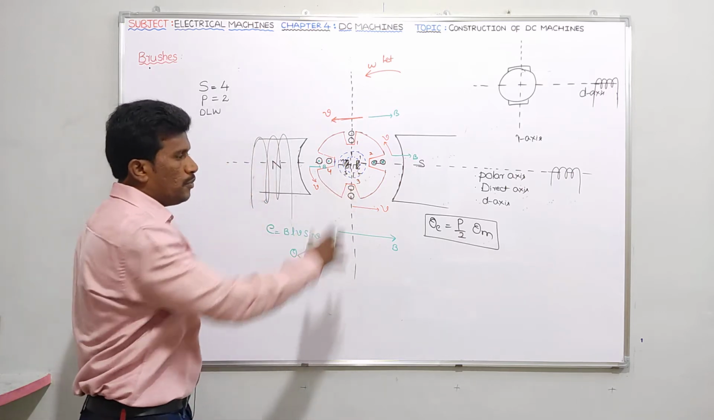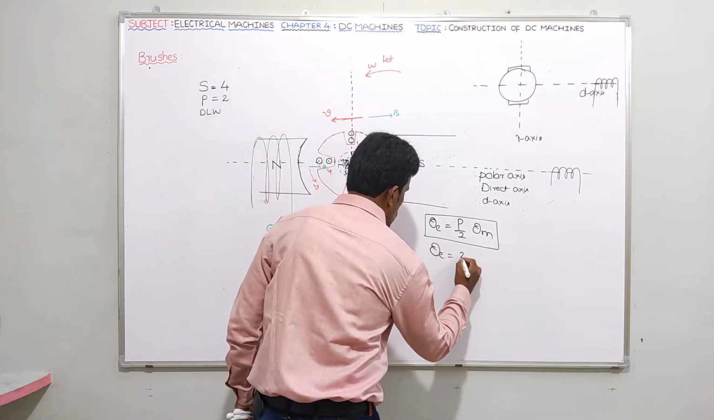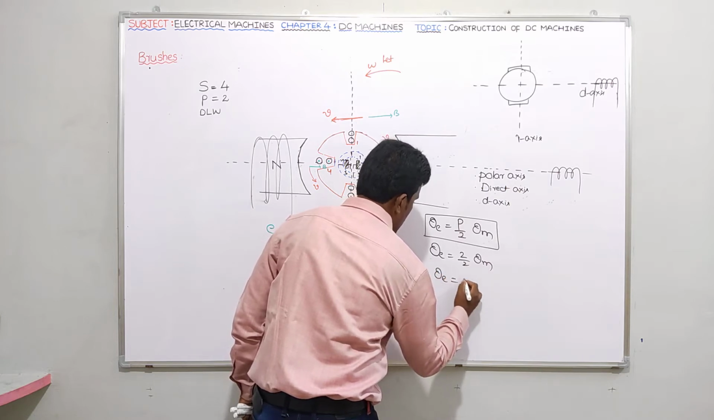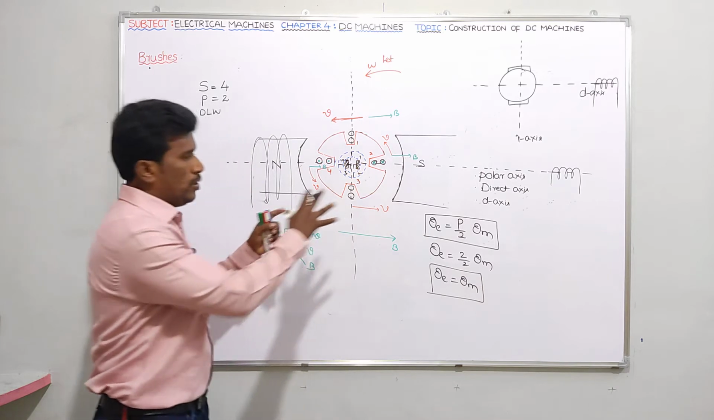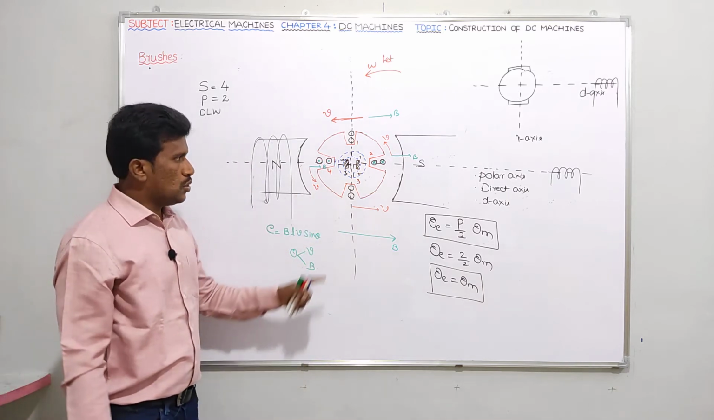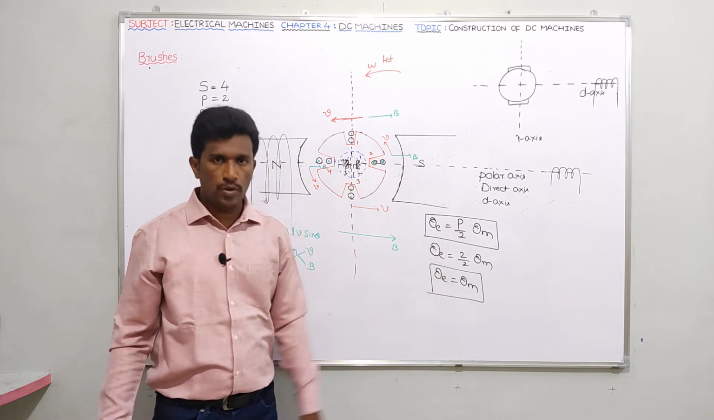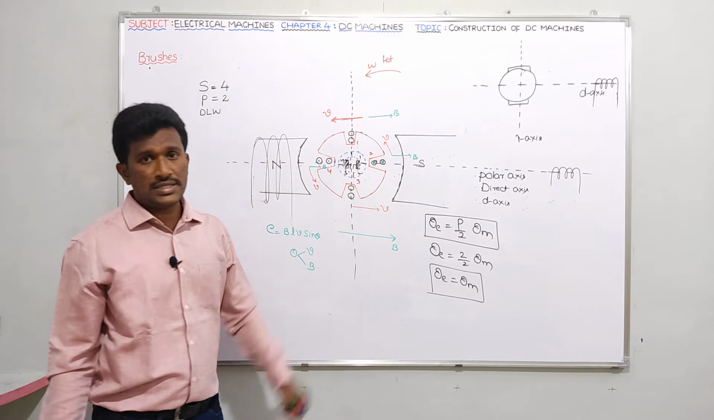So how many poles have I taken here? 2 poles. So theta electrical equals 2 by 2 into theta mechanical, so theta electrical equals theta mechanical. Whenever there are 2 poles, theta electrical and theta mechanical are both equal, for P equal to 2 poles. So I have already given the definition for the quadrature axis.